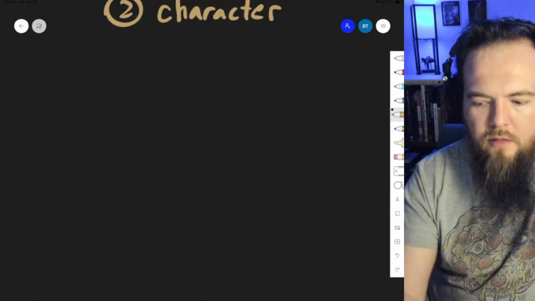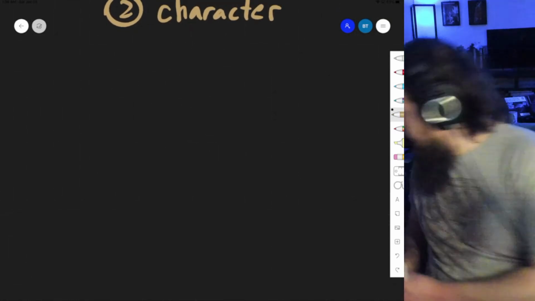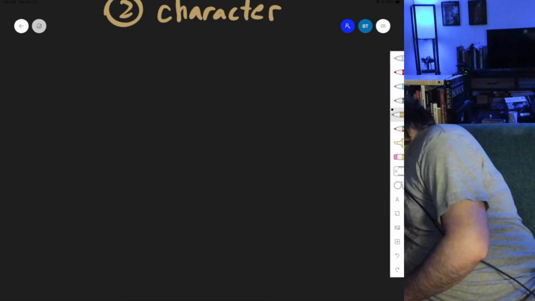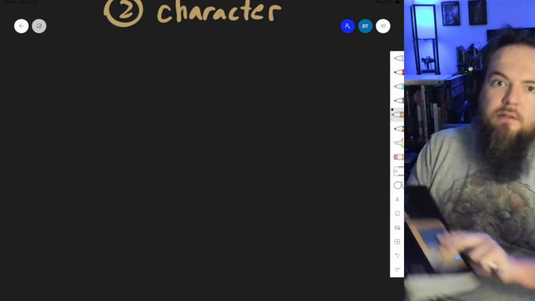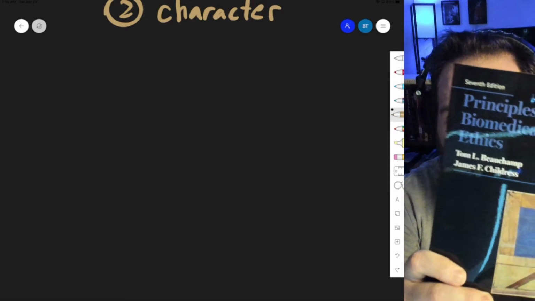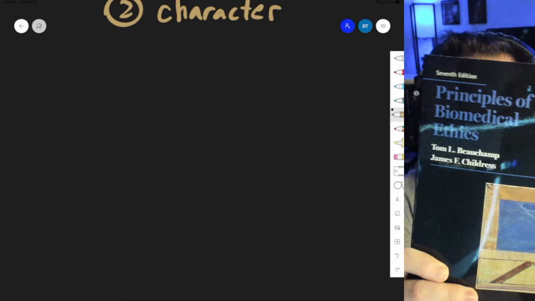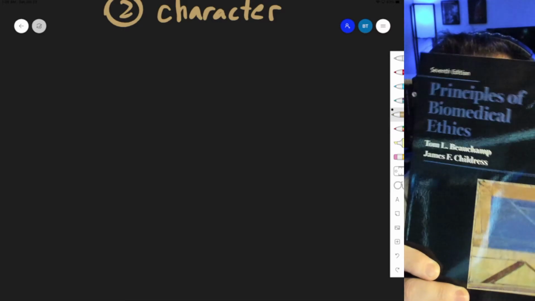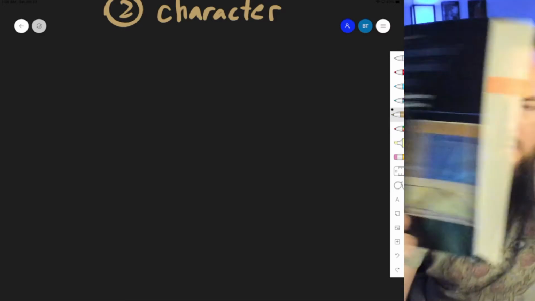Let's hit the four principles of biomedical ethics. So these are coming from this book right here. This is actually one edition old. I should get the new edition by Tom Beauchamp and James Childress. Okay.